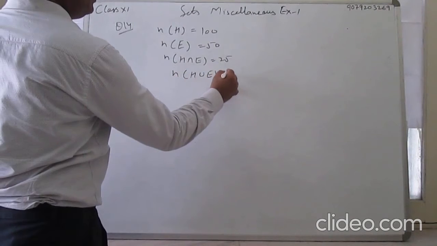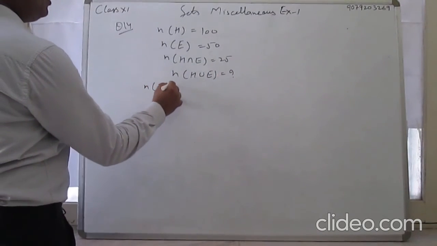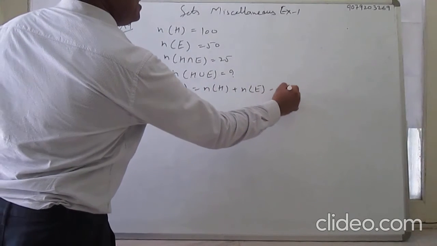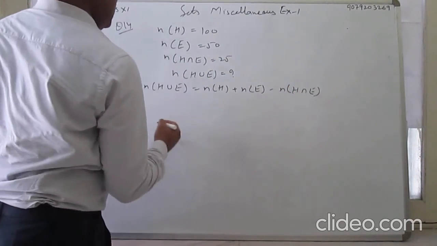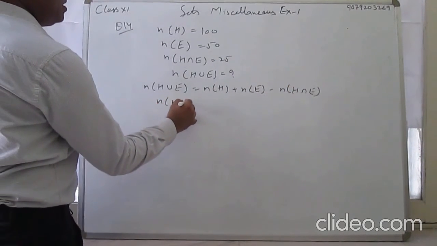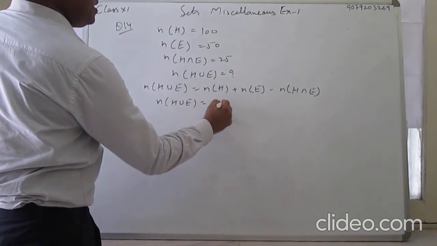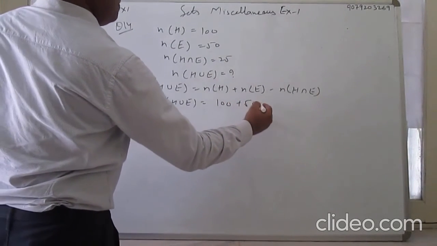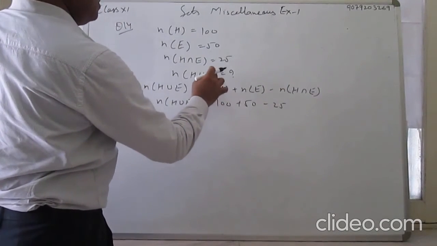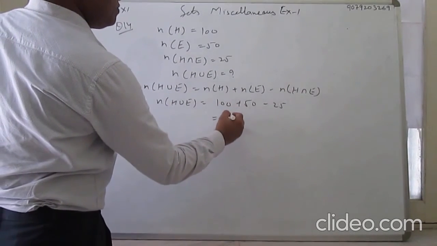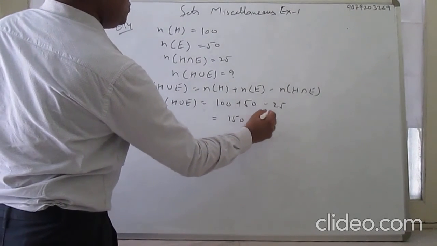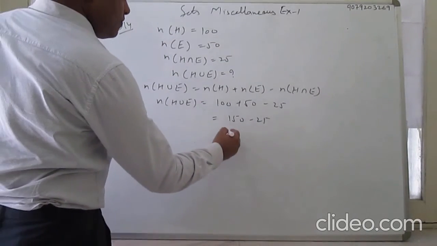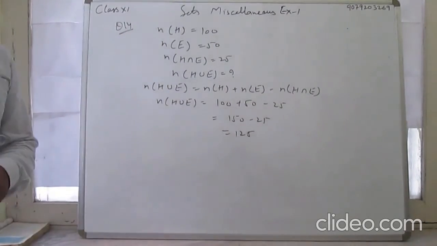What is H union E? n(H union E) is equal to n(H) plus n(E) minus n(H intersection E). Now n(H union E) is equal to Hindi is 100, English 50, minus 25. It is 150 minus 25, which is equal to 125.